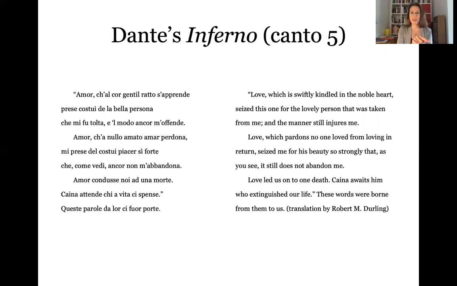If you want to try out the Italian, you can very easily see what it's saying by moving across the page.